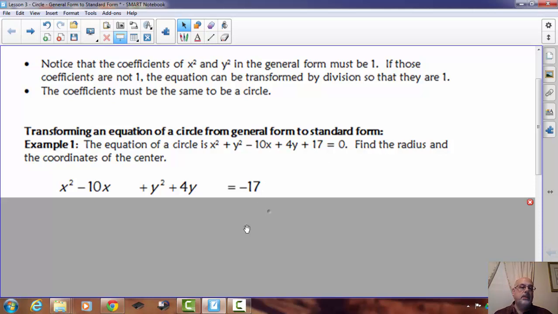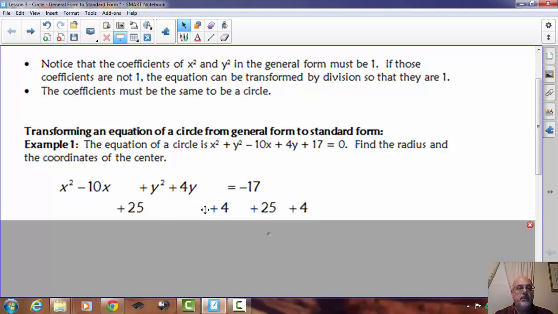Now we go through our completing the square routine. Negative 10 divided by 2 is negative 5. You square that, you get 25. 4 divided by 2 is 2. Square that, you get 4. So we're going to add 25 and 4, and we're going to add them also to the right side of the equation. So we add the 25 here, the 4 there, and then 25 plus 4 on the right side. You could just add 29, but I want to keep it consistent.